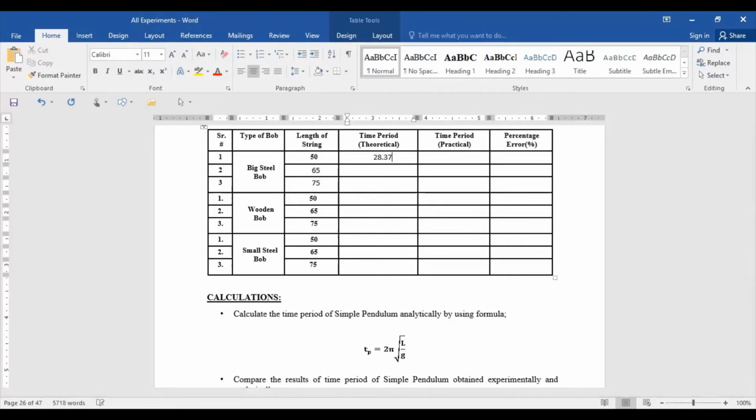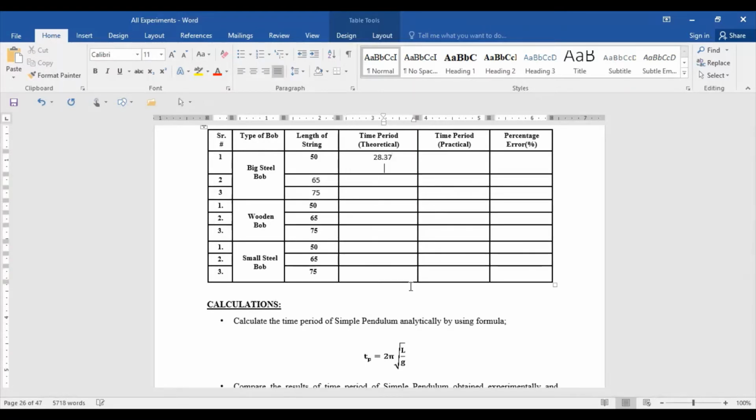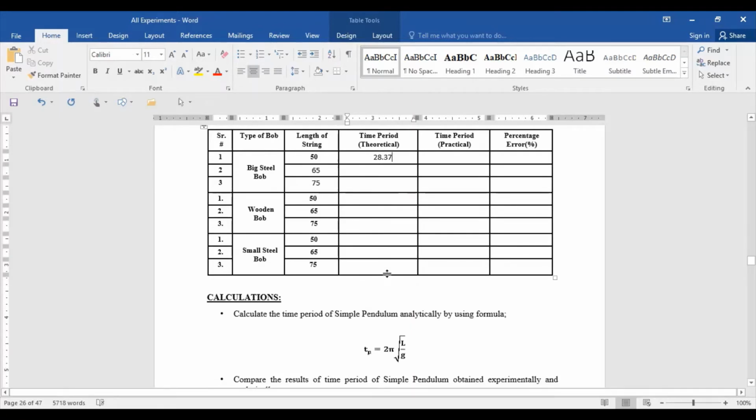28.37, then I have 28.37, then there is 32, I have assumed this 32.34. So you have to take practical values and calculate theoretically. 34.7. So it will remain the same for all three bobs.